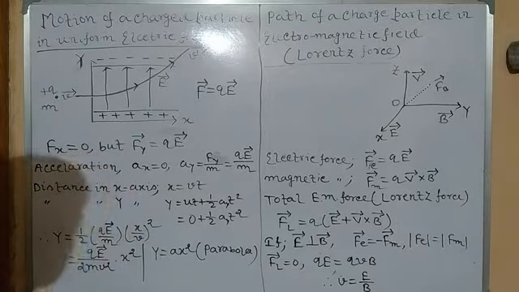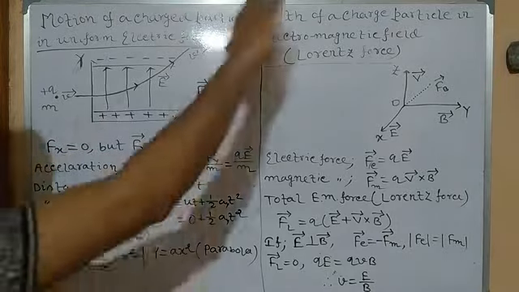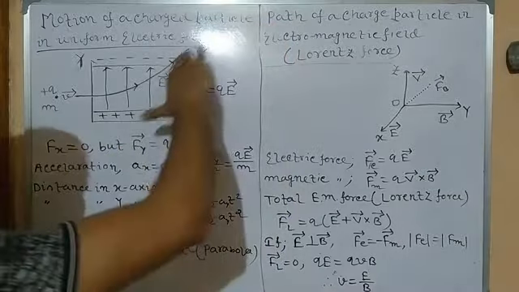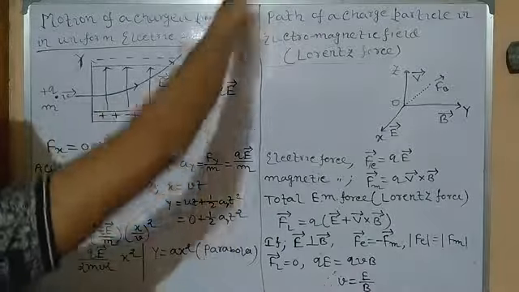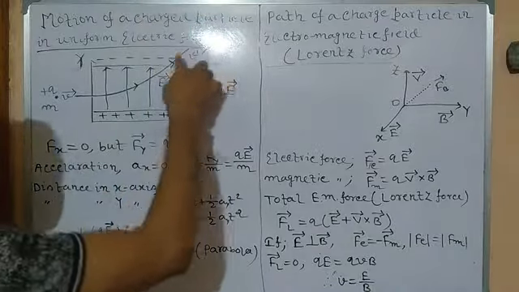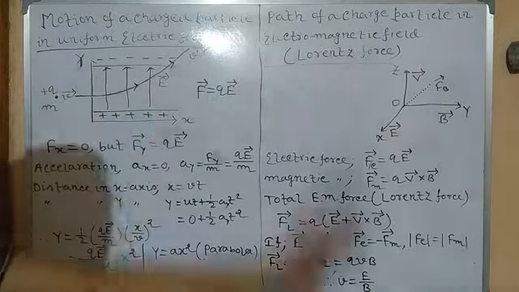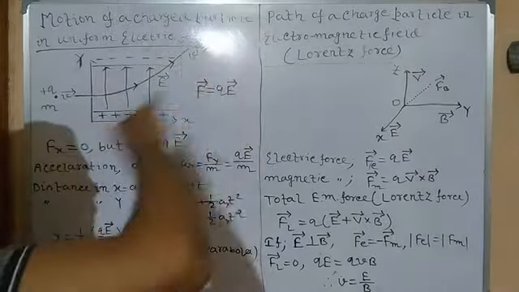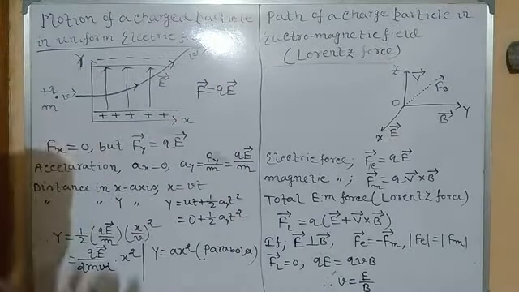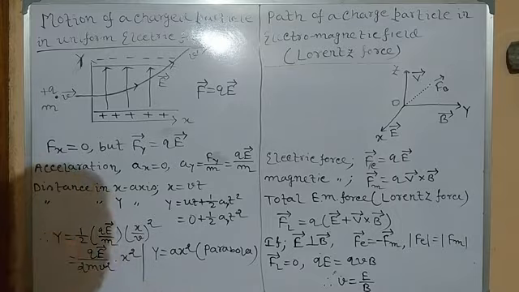So now, after leaving this electric field, it will just keep continuing in the upward direction with the final velocity, that is the velocity it gained after leaving this electric field. Clear? And it will just keep moving along. Okay, so this is the motion of a charged particle in a uniform electric field.